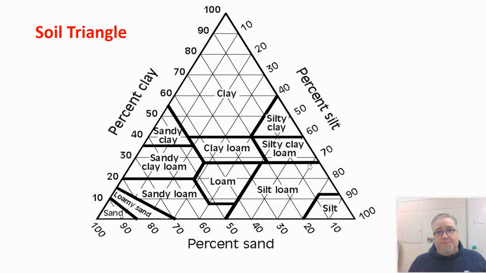Now, the soil triangle is basically a way to determine the texture of a soil. And we said earlier that every soil has a certain percentage of sand, a certain percentage of clay, and a certain percentage of silt. And if you know those percentages, then you can figure out what type of soil it is. Now, you don't have to memorize all the soil types or their names, but you do have to know how to use this triangle to determine what type of soil it is.